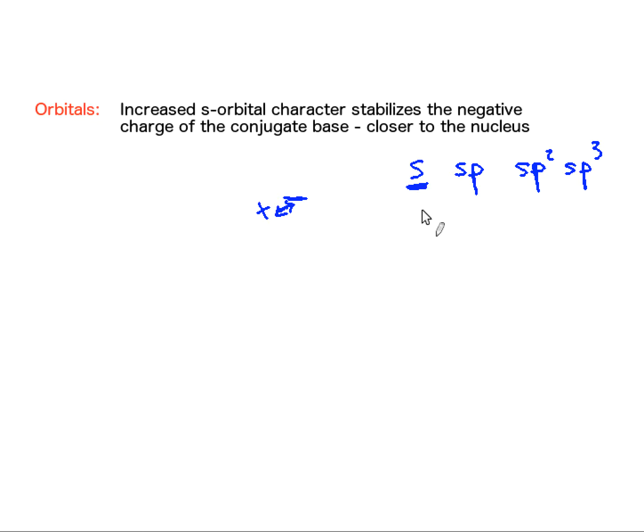If you remember our s orbital, this looks like a sphere, right? The p orbital is maybe a dumbbell. And for the s orbital, those electrons tend to hang out closer to the nucleus, more stable. So the best would be s, then sp. The more p character we add, the more we're moving that negative charge further away from the nucleus and destabilizing it. So let me give an example of this.